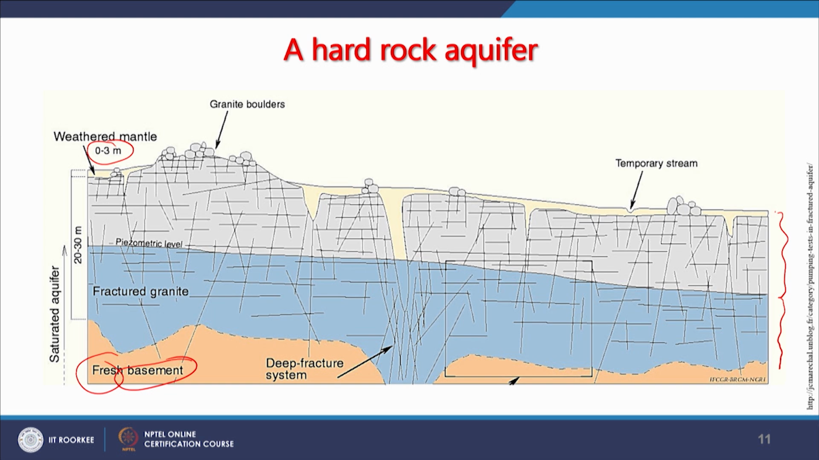Even if you have a lot of rain on top of this layer, that is the problem in hard rock terrain. Of course, this problem to some extent can be solved by recharging the groundwater regime, maybe in unconfined aquifer conditions.